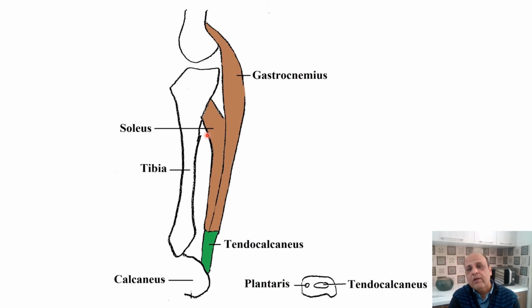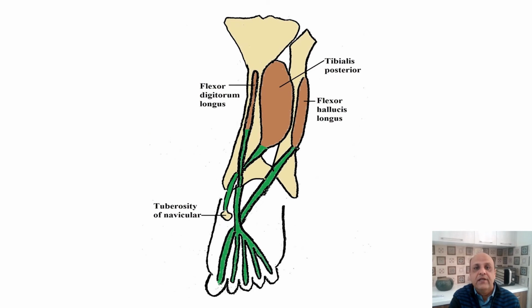Soleus is also called peripheral heart because Soleus has got veins without walls, and this is a strong muscle, so when it contracts it pumps the venous blood against gravity, and when this muscle relaxes it sucks in the blood from the superficial veins. So Soleus is also called the peripheral heart.